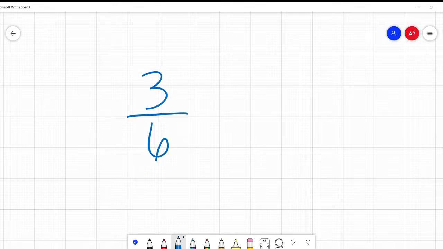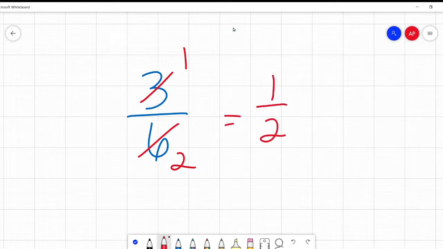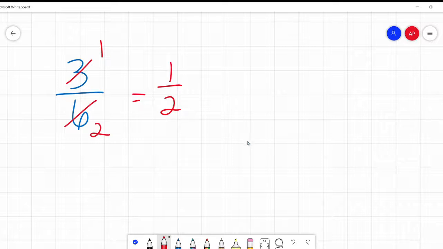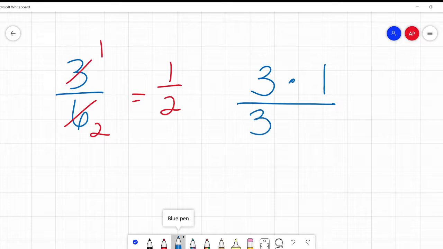If I had this 3/6 fraction and I wanted to simplify it, you might say, let's see, 3 goes into both those numbers. 3 goes into 3 one time and it goes into 6 two times. So this is 1/2. And you wouldn't be wrong. But the reason you can do it is what's critical here. Here's what's actually happening. You're saying 3 on top is the same as 3 times 1, and 6 on the bottom is the same as 3 times 2.